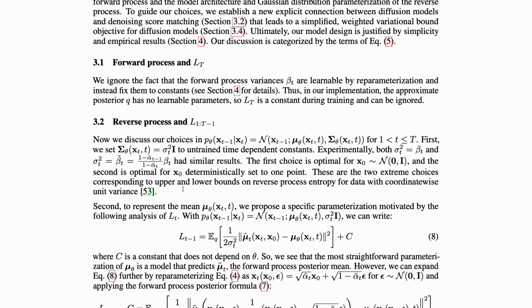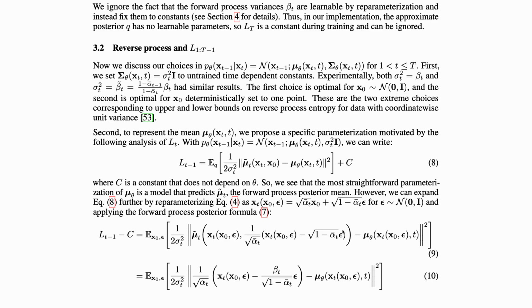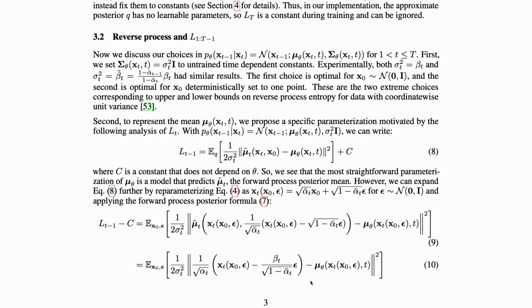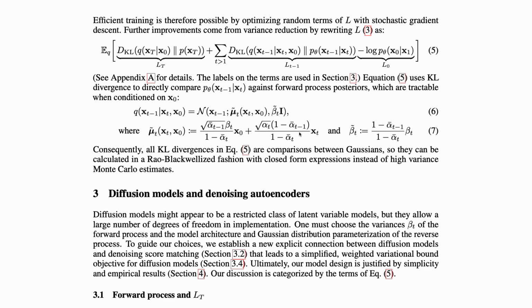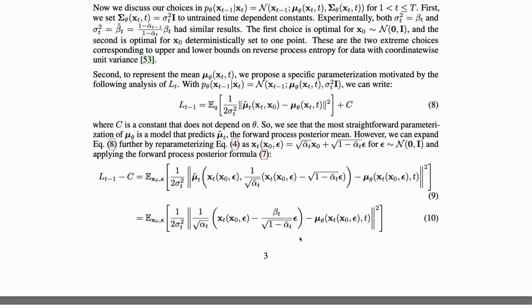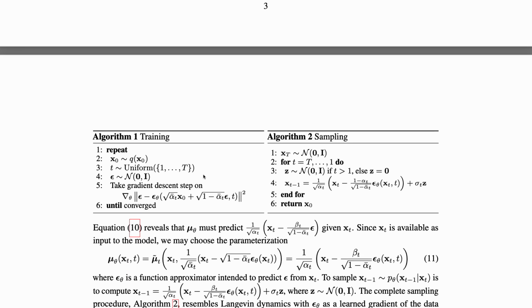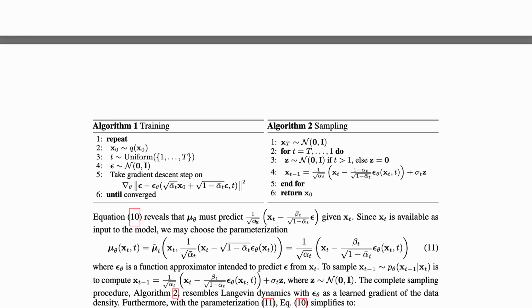I see. Once we get this form, we can further reduce it to this particular form by utilizing this particular equation. Now equation 10 reveals that mu theta must predict this part given xt, since xt is available as input to the model.